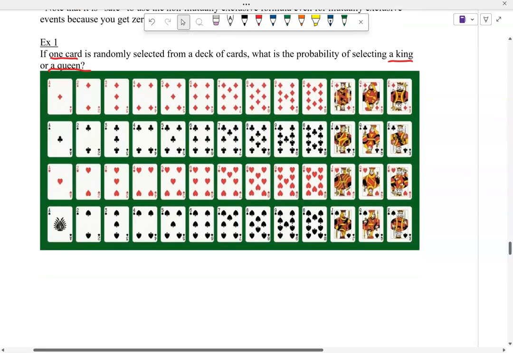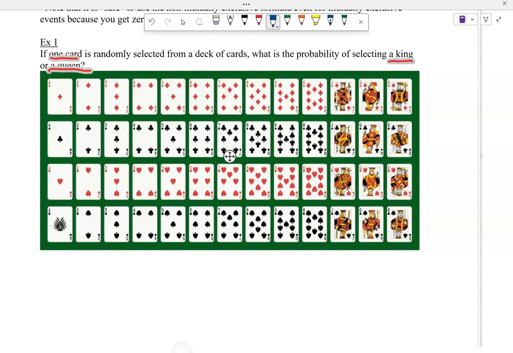All right, if one card is randomly selected, what's the probability of selecting a king or a queen? Okay, well, first of all, is this mutually exclusive? In other words, is it impossible for them to occur simultaneously? In other words, can you pull a card out that is a king and a queen card? Is there a card that's both a king and a queen? And hopefully you say no, right?